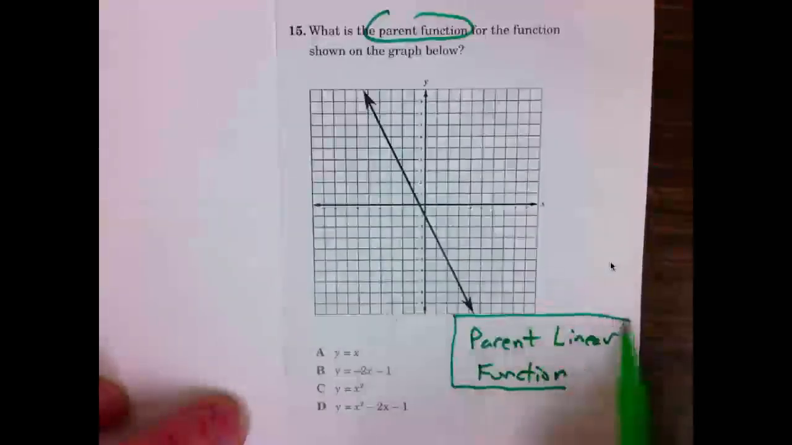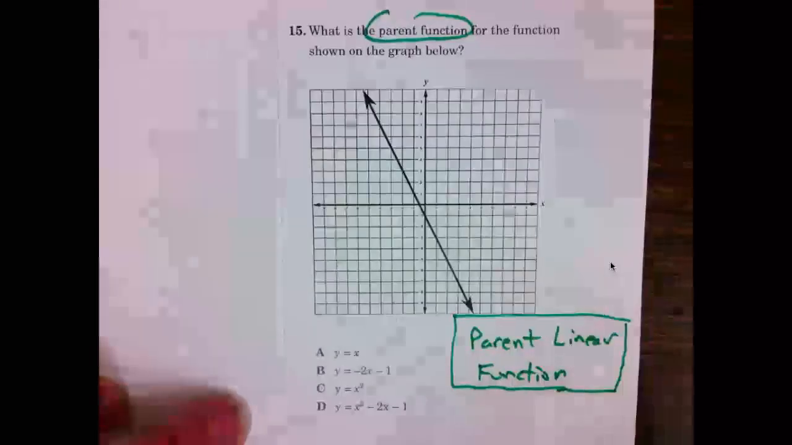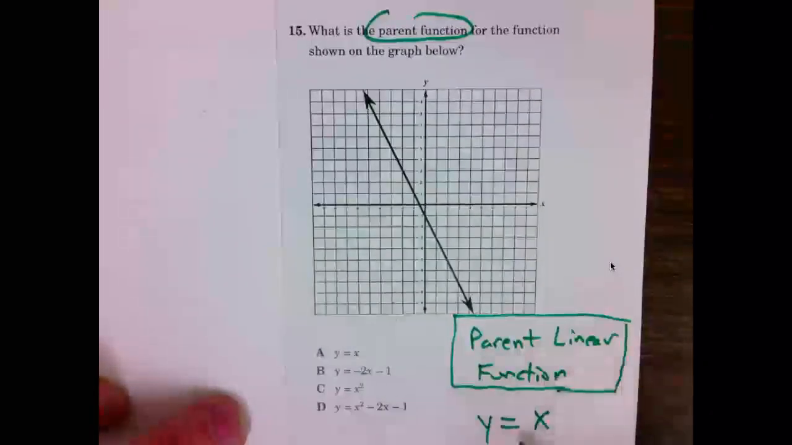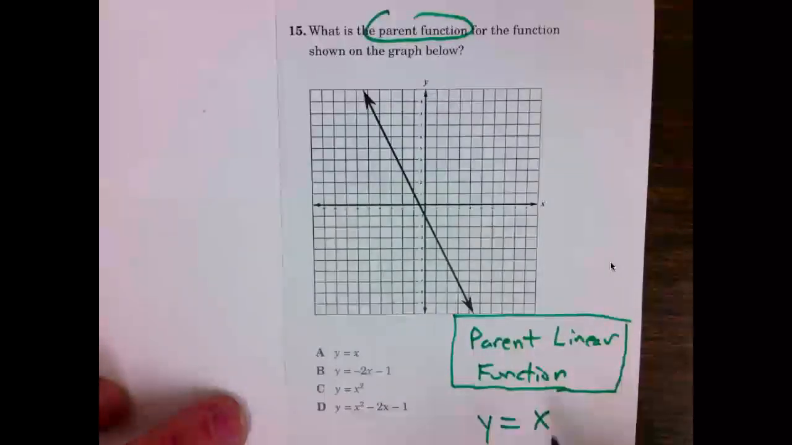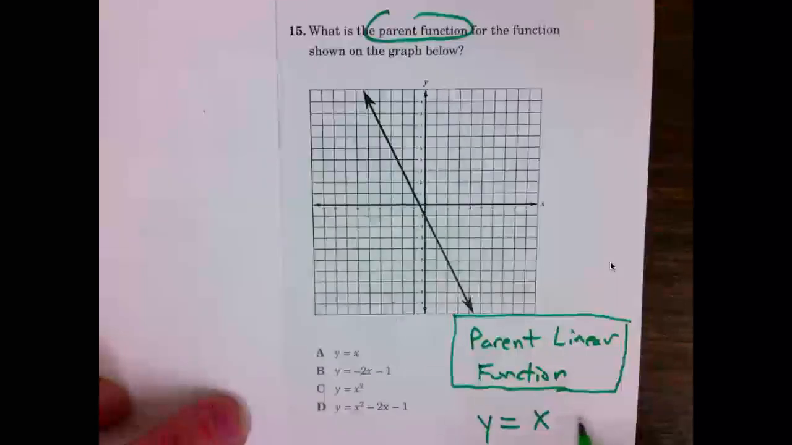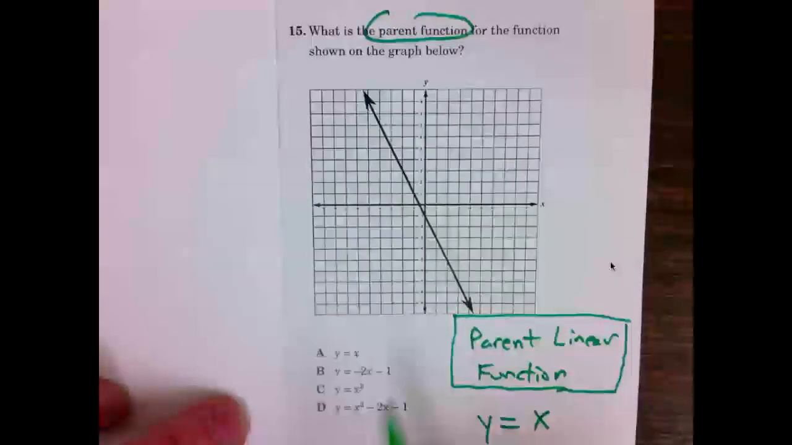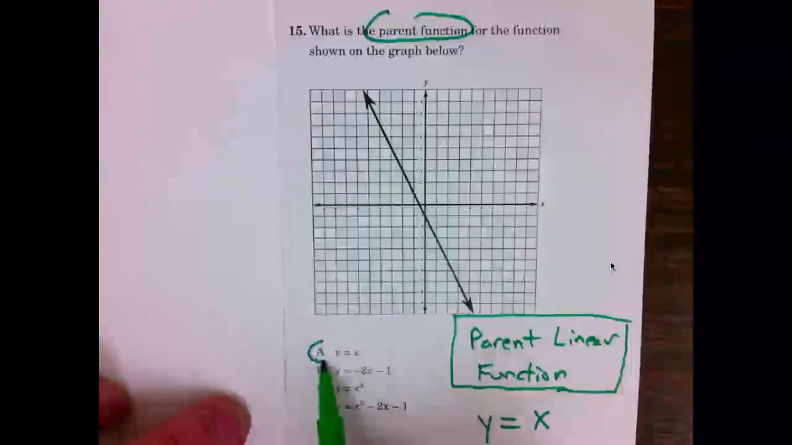Linear parent function, parent linear function, same term. The parent linear is y equals x. It's the most basic form of our linear function. This has a slope of 1 and a y-intercept of 0. So the correct answer on number 15 is A.